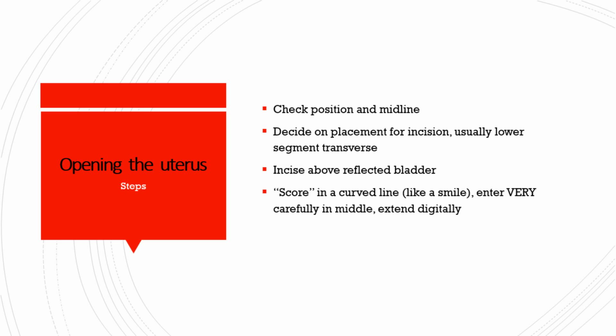Once the appropriate location for the incision has been determined, make an incision just above where the bladder has been reflected downwards. This positioning helps again to avoid bladder injury. After making the initial incision, it is advisable to score in a curved line, resembling a smile. This technique allows for better expansion of the incision as you enter and helps direct tearing away from the uterine arteries, which are lateral.